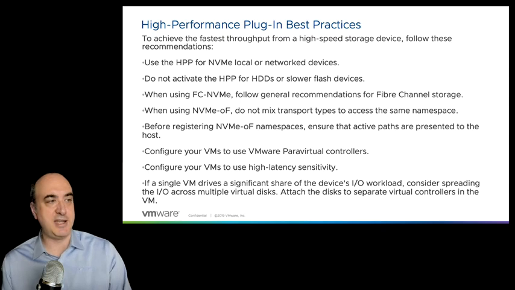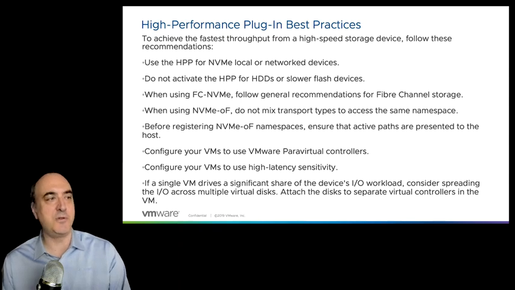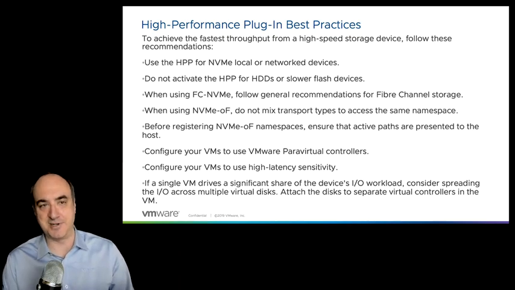Do not activate the high performance plugin for magnetic hard drives or slower flash devices. That's going to have bad performance, right? You only want the high performance plugin just for NVMe types of storage. So when using FC NVMe, use the general recommendations for Fibre Channel storage. And when using NVMe over Fabrics, don't mix transport types to access the same namespace, right? So we don't want to have some NVMe device in an array that is being accessed over Fibre Channel and at the same time being accessed over RDMA.